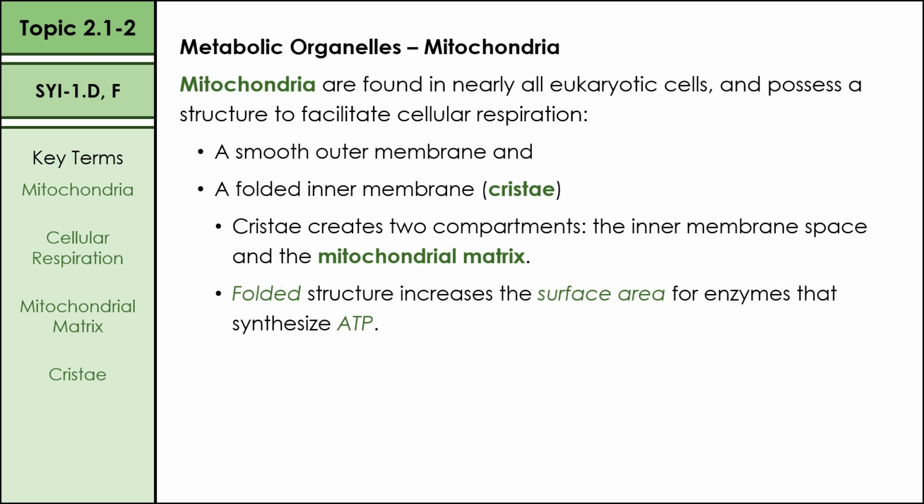So mitochondria are found in nearly all eukaryotic cells. Of course, if a cell does not need to create large amounts of energy, it may lack mitochondria, but they are primarily there to facilitate cellular respiration, aerobic respiration in this case. They have a smooth outer membrane and a folded inner membrane made up of cristae, which creates two compartments within our mitochondria. We have an intermembrane space that separates our inner and outer membrane, and within the inner membrane, we have the mitochondrial matrix.